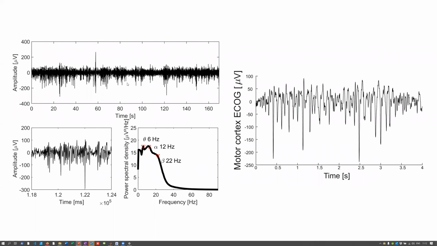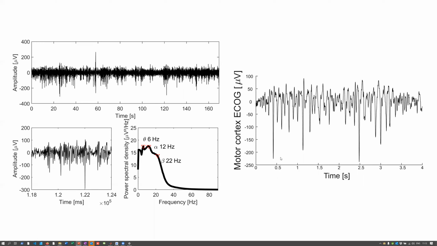And now we, of course, took the opportunity to also look at our data from the Berlin patient and see what the exact physiological patterns look like that we can record from there. And here you can see the raw data trace of the motor cortex, and you can see these very sharp discharges. And when we look at this in terms of the standard power spectrum, you can see that there are three peaks in the theta range, in the 6 hertz range, in the alpha band range, in 12 hertz, but also in the beta band range at 22 hertz.